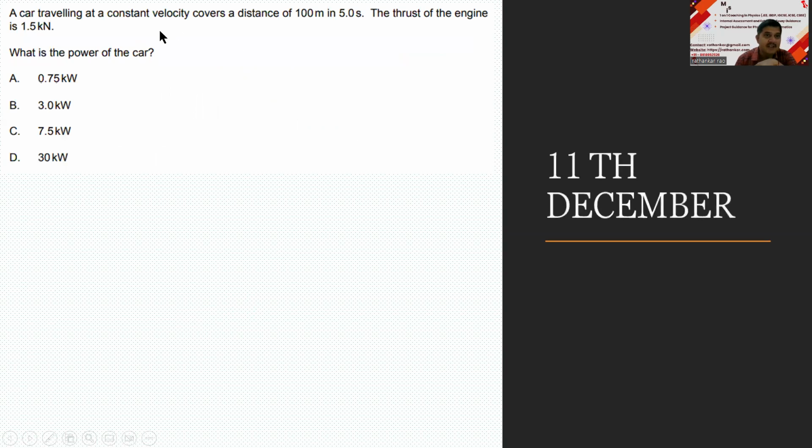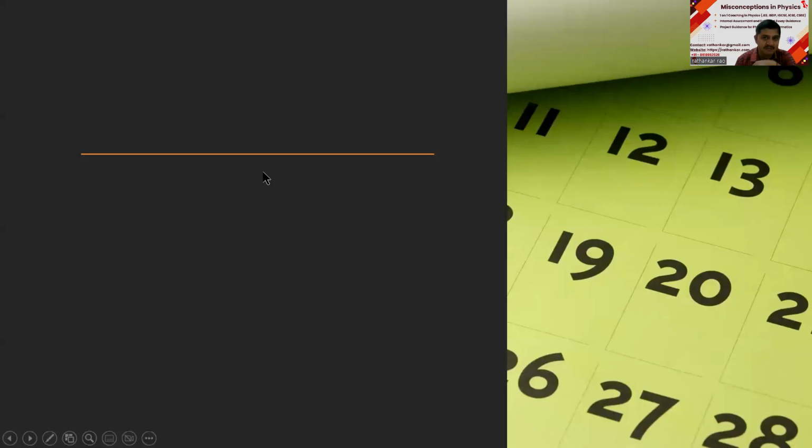Lastly, a car traveling at a constant velocity covers a distance of 100 meter. Distance is given, time is given, 5 seconds. Thrust of the engine is 1.5 kilonewton. If you are confused about thrust, it is nothing but the perpendicular force. You see, force, distance, time is given. What is the power of the car? I will not tell you the formula now. You need to think about what is the formula for the power of the car. Making use of this, we can easily find out the power of the car.